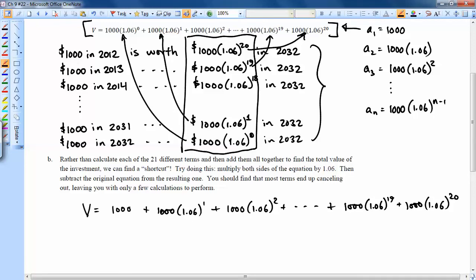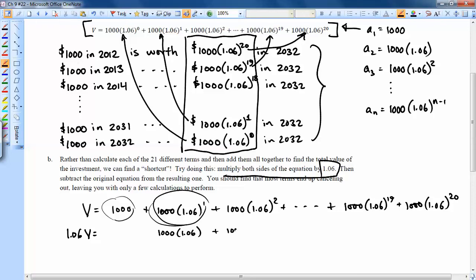And then the trick says multiply both sides of that equation by 1.06. So here we go, 1.06v. Well, that's going to take this 1,000 and turn it into 1,000 times 1.06. So I'm going to write that one here. And then it's going to take this term and multiply that by another 1.06. So you end up getting 1,000 times 1.06 squared.